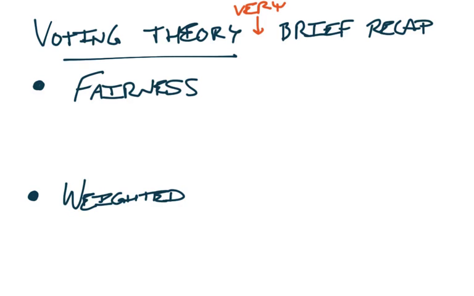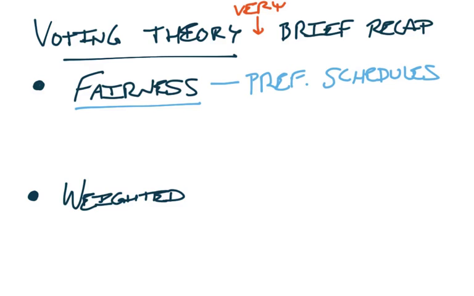Alright, so the first big topic we talked about was fairness in voting. And remember, the idea here was that voters submitted preference ballots, which we then compiled into a preference schedule, which were these big charts that had all the different ballots that the voters submitted in each column, and at the top of the column was the number of voters that voted for that specific order of preferences.